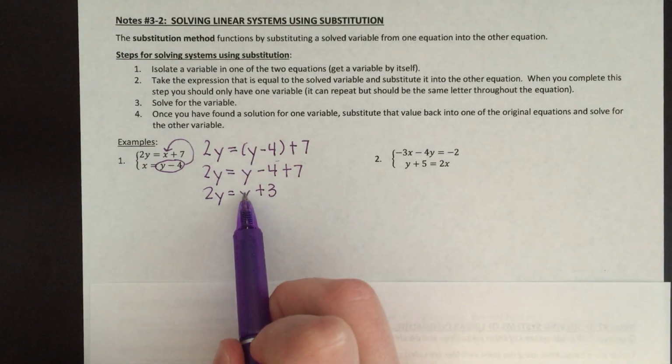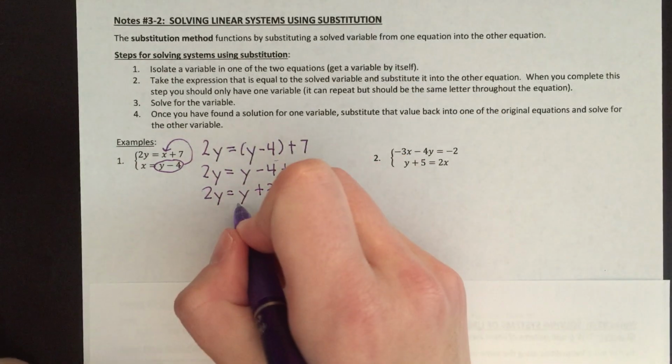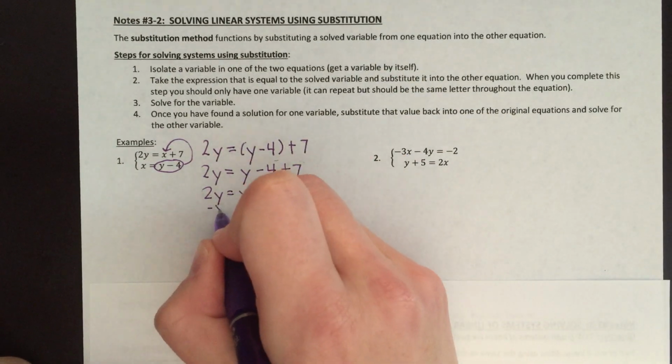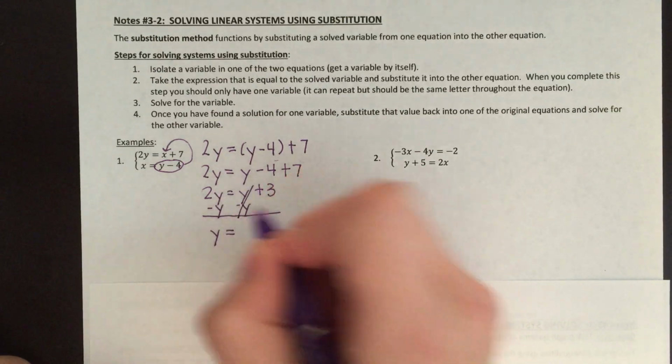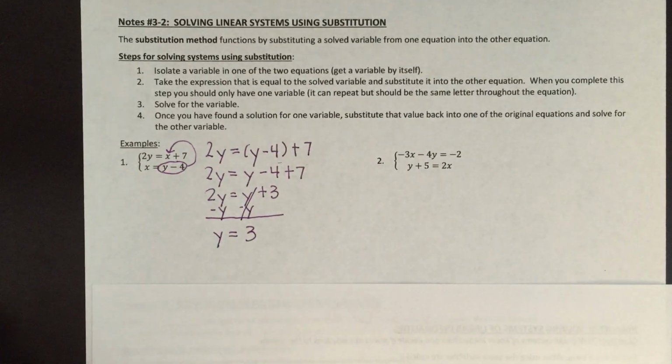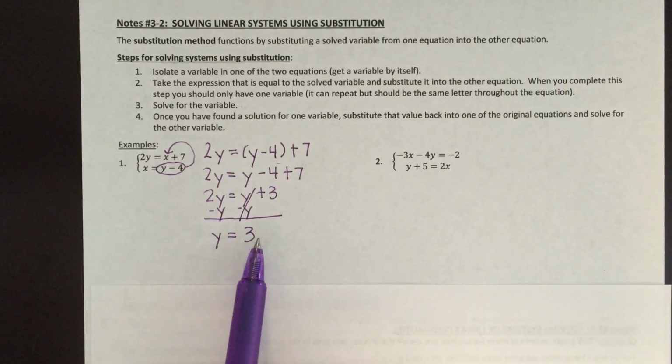Okay, so now I need to get all my variables on one side. So I'm going to go ahead and pick the left. I'm going to subtract y. 2y minus y is just y. Those canceled. And I have 3. Okay, so solve for the variable. Check, I did that. I've got y equals 3.